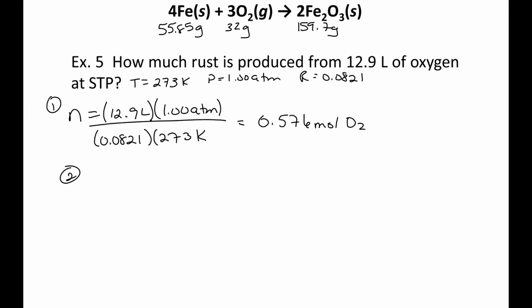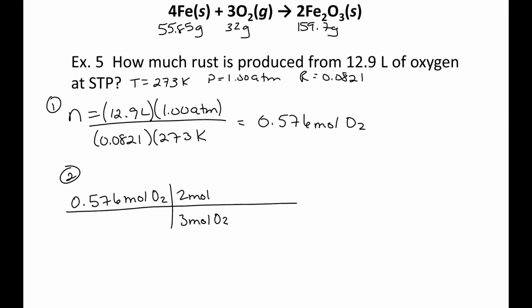So now we get to put that into the picket fence. So it's 0.576 moles of O2, 3 moles of O2, 2 moles of Fe2O3, 159.7 grams of Fe2O3.